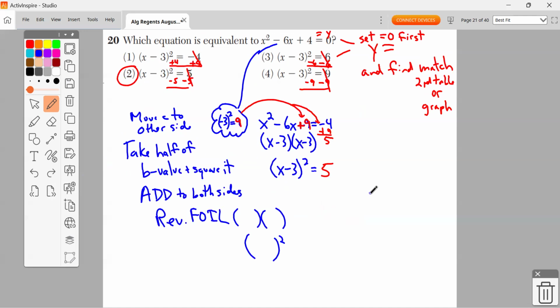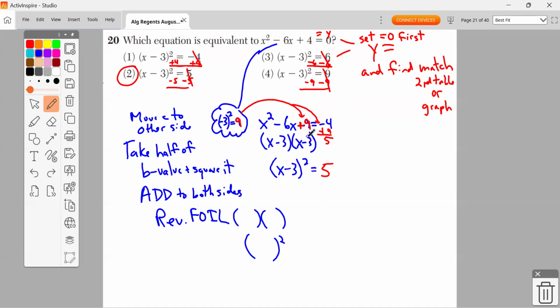So there's a couple different ways that you could do this. I think the easiest way is you need to do completing the square. All right, this is in vertex form. It looks like a step during completing the square. So that's the easiest way to do this one.